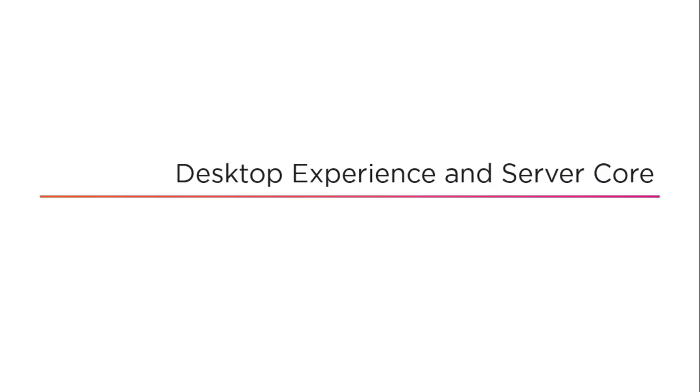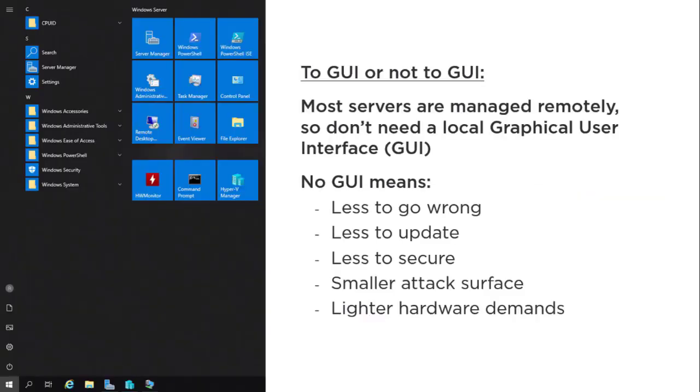So there is a Desktop Experience and a Server Core. Basically this is a very important concept. What is Desktop Experience and what is Server Core? The Desktop Experience is also called a GUI. GUI means graphical user interface. Most servers are managed remotely, so they don't need a local graphical user interface. Basically the server is the machine which is used remotely by the client or system administrator or network administrator. So they don't need a graphical user interface.